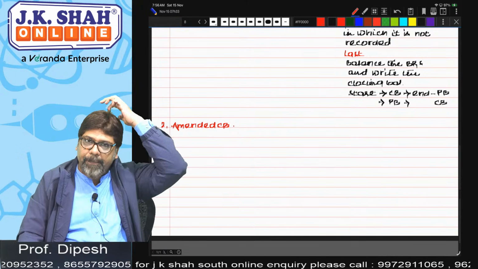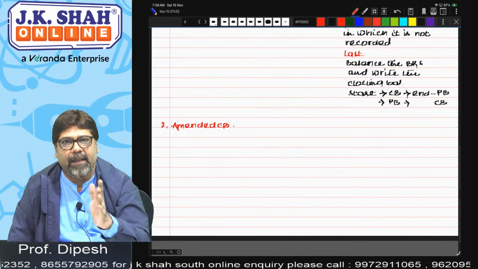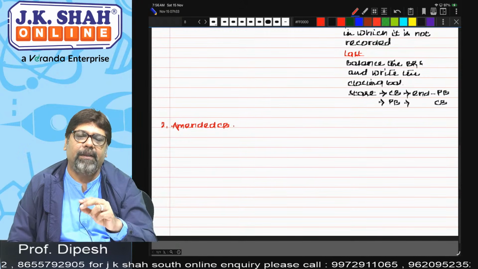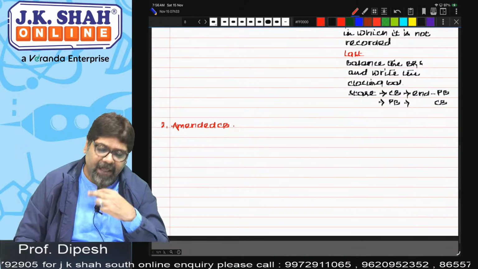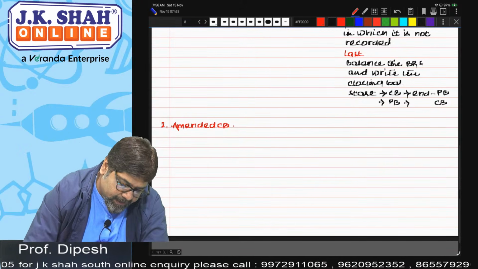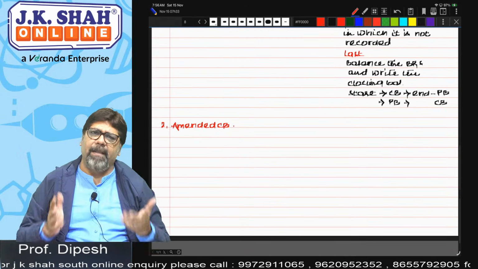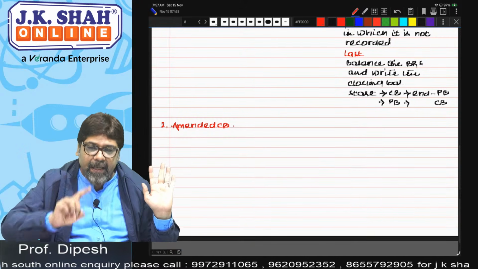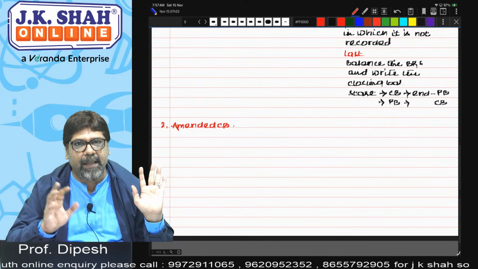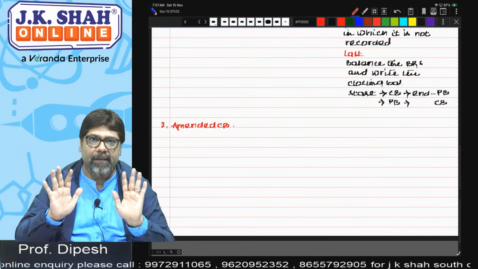Amended cash book. That means sometimes the question asks to prepare an amended cash book, that means a rectified cash book, and then prepare BRS. Correct? In this case, what are you supposed to do? It's a normal sum of BRS. Any sum of BRS can be done in an amended cash book also. Now relax, chill, understand.